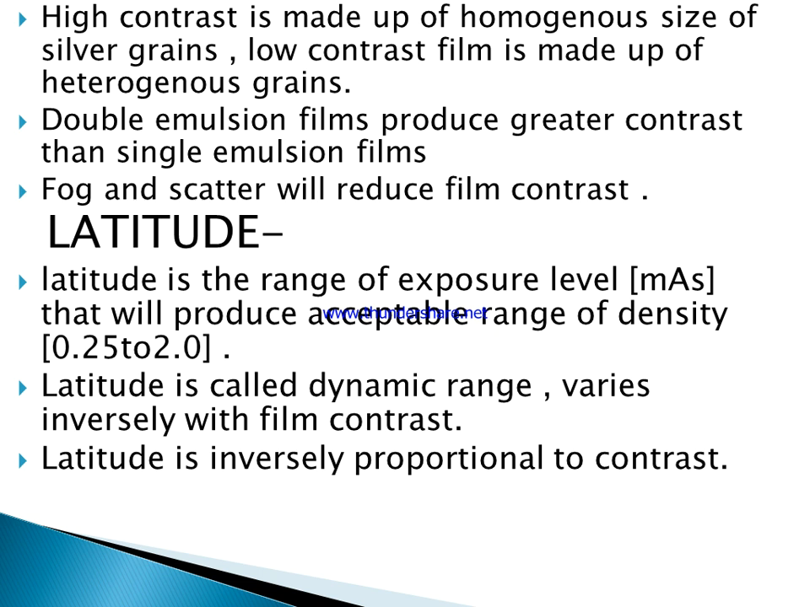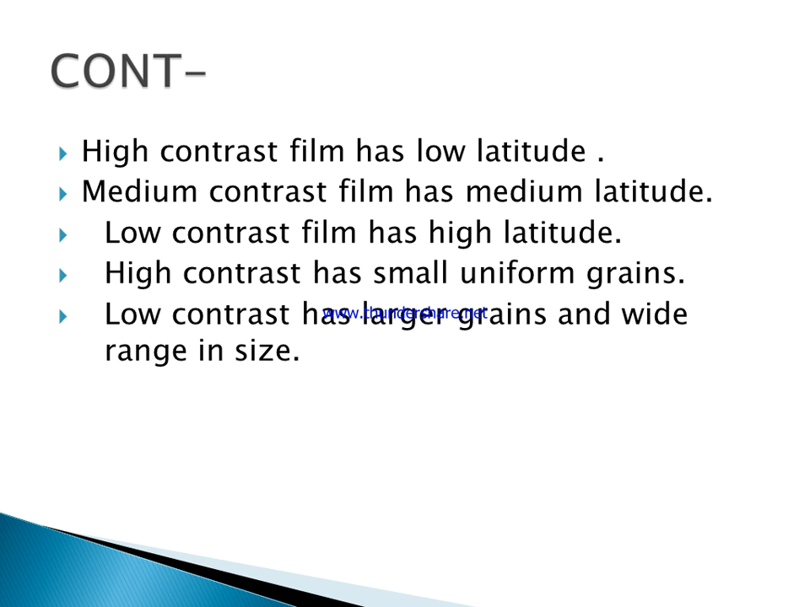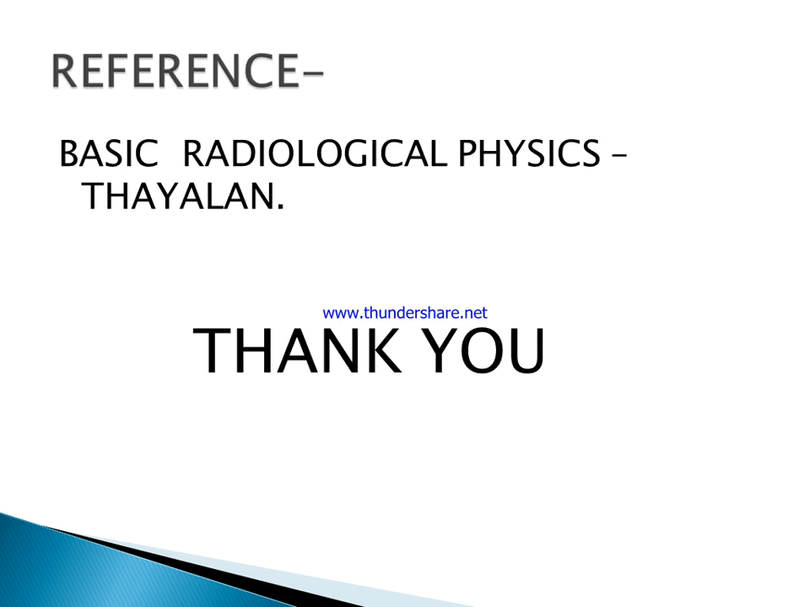Latitude is the range of exposure levels that will produce an acceptable range of density. It is also called dynamic range, and it varies inversely with the film contrast. It is inversely proportional to the contrast. And so high contrast film has a low latitude. Medium contrast film has a medium latitude. Low contrast film has a high latitude. High contrast has small uniform grains. Low contrast has larger grains and a wide range in size.